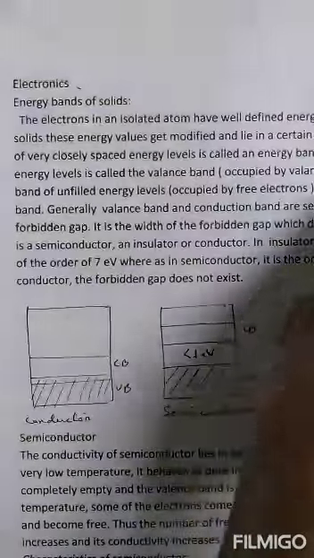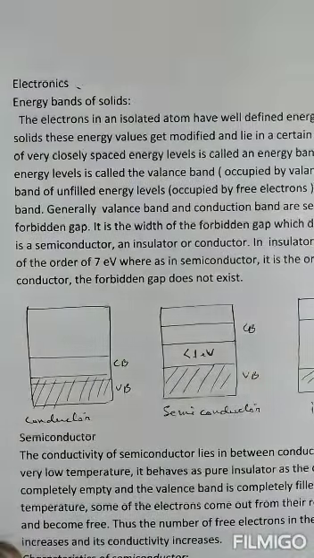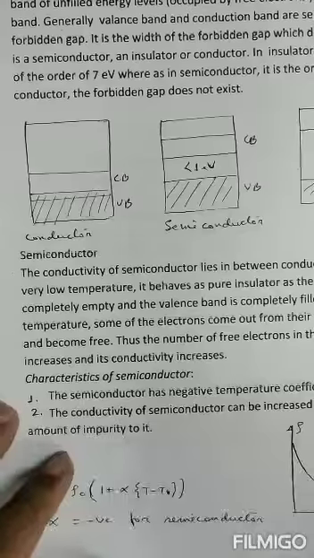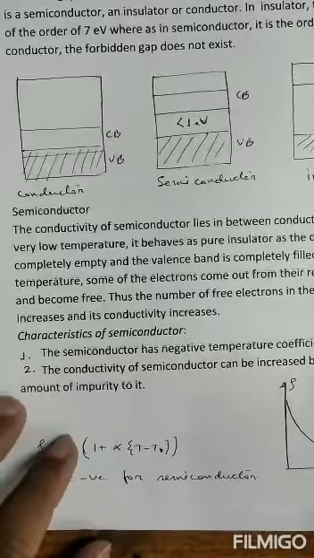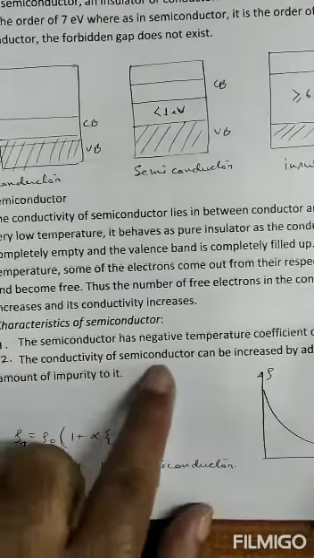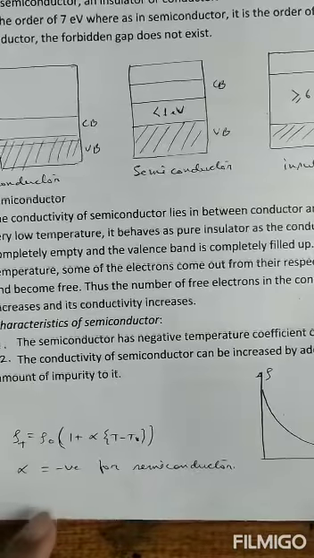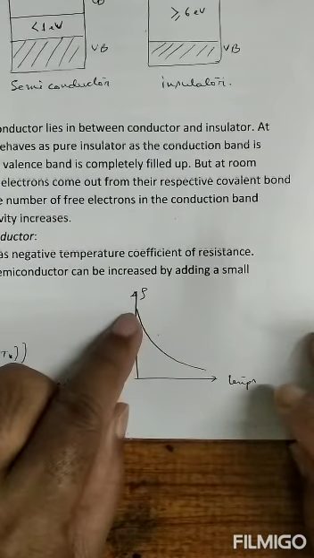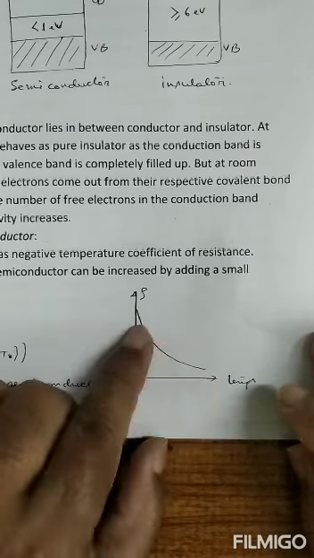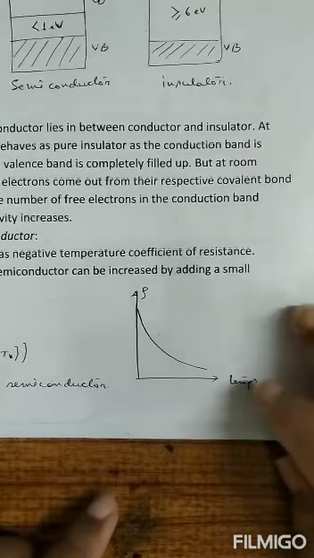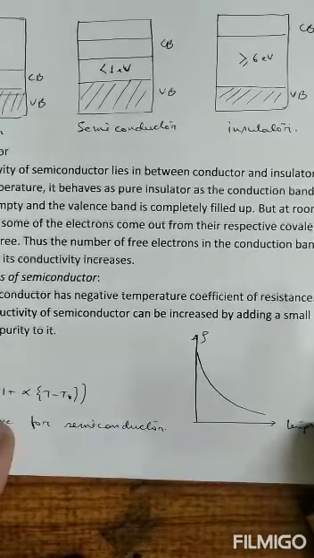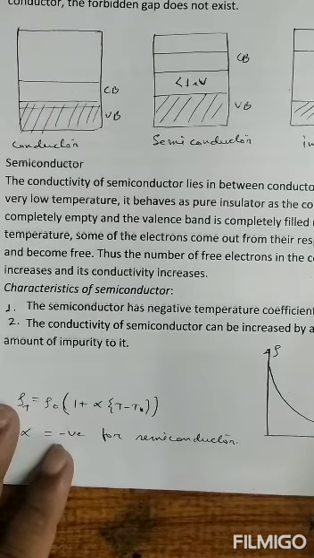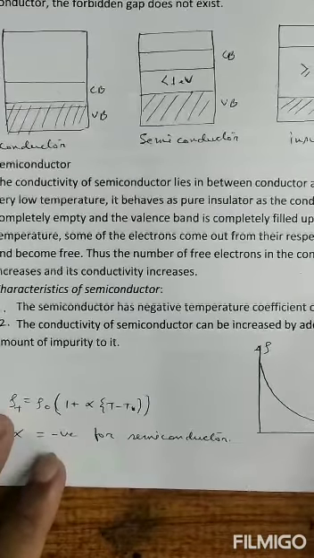So what are the basic properties? What are the characteristics of a semiconductor? The semiconductor has a negative temperature coefficient of resistivity. This is the graph between resistivity and temperature for a semiconductor. That means when temperature increases, conductivity of the semiconductor increases. That means resistivity decreases.